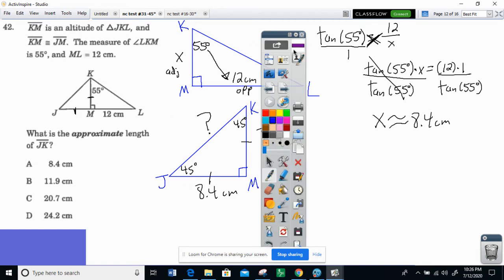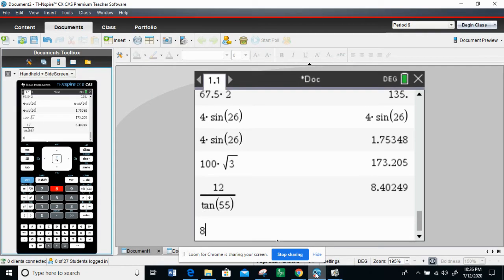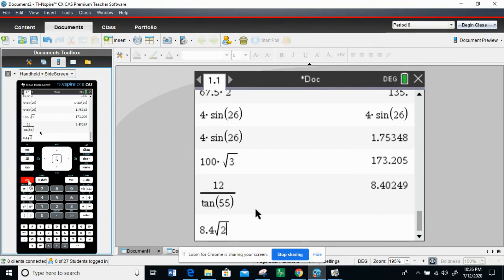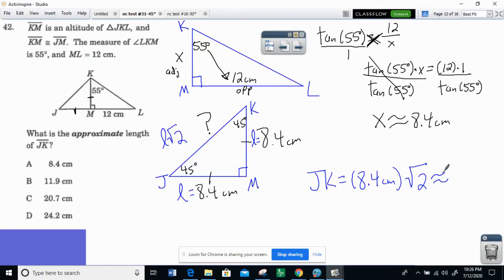If these two legs are labeled L and L, this side is L times the square root of 2. So the length of segment JK is going to equal 8.4 centimeters times the square root of 2. Let's see what that comes out to be. As a decimal, that's about 11.87 or about 11.9 centimeters, which comes out to be B.